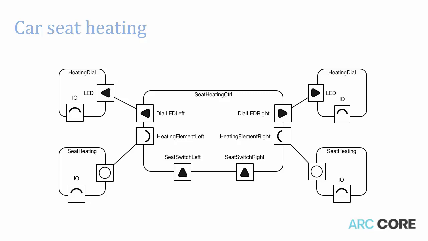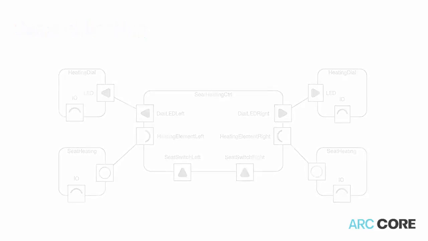What we have done is replace the 2 controllers with only one that has the ability to control 2 seats. Regarding the dials and the heating elements, we still have 2 for each side, but these are now the same kind of application, only instantiated twice. In other words, when doing the system model in Arctic Studio, we only have to create one kind of SWC for the heating element, one kind of SWC for the LED, and one controller controlling 2 seats.